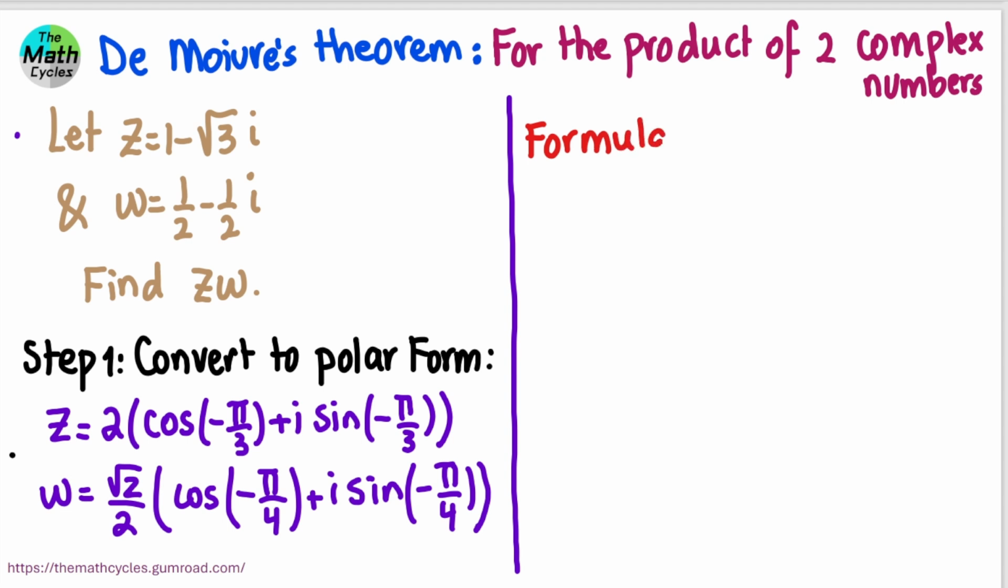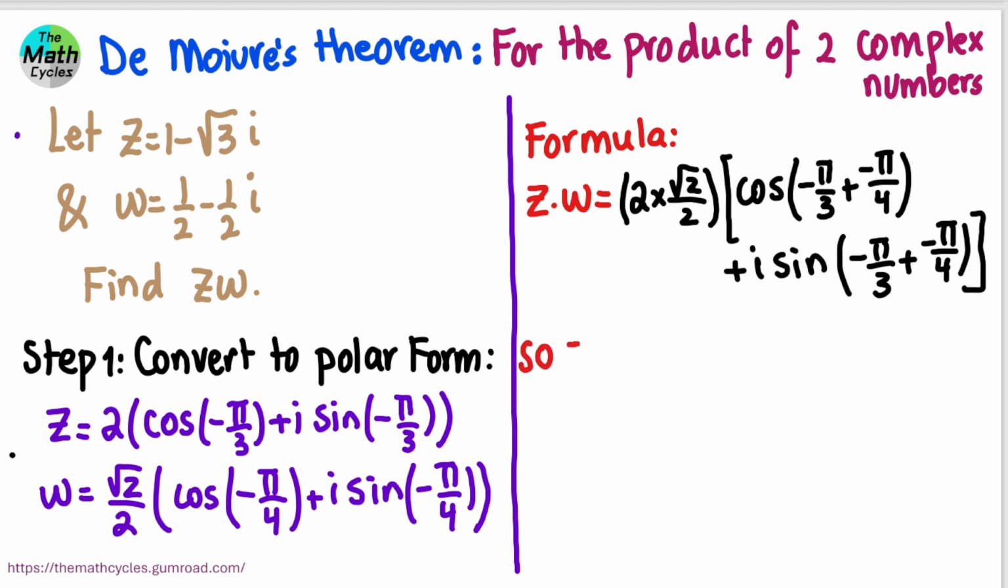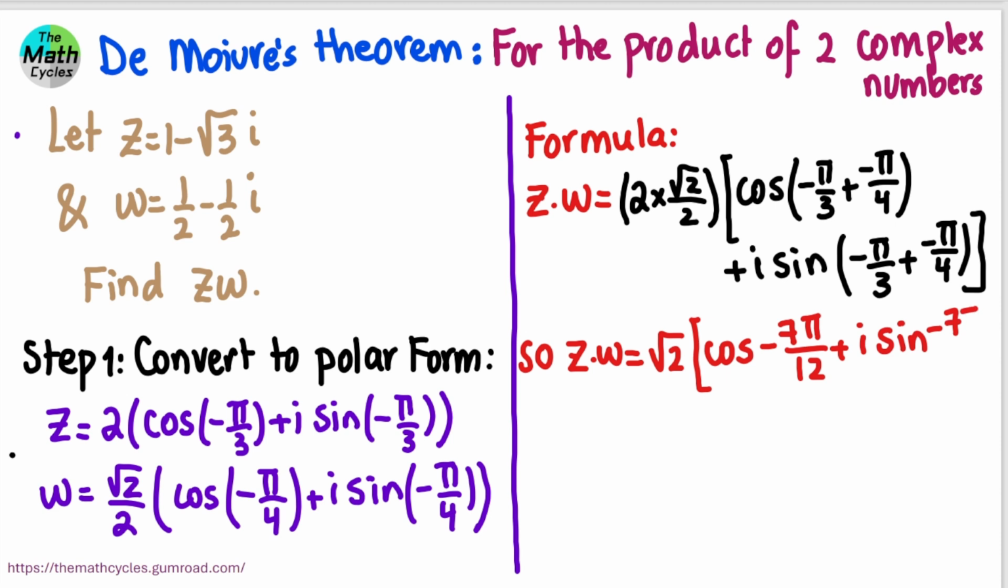Now let's apply De Moivre's theorem for Z times W. We are going to multiply the magnitudes and add the angles. So Z times W equals 2 times radical 2 over 2 into cosine (minus pi over 3 plus minus pi over 4) plus i sine (minus pi over 3 plus minus pi over 4). So Z times W equals radical 2 into cosine minus 7 pi over 12 plus i sine minus 7 pi over 12. And this is the power of De Moivre's theorem. We apply the formula directly.